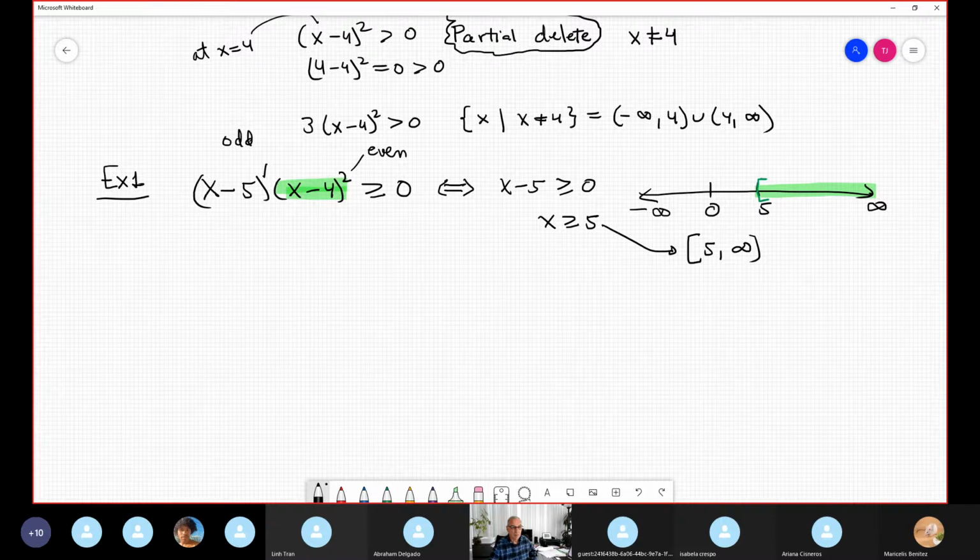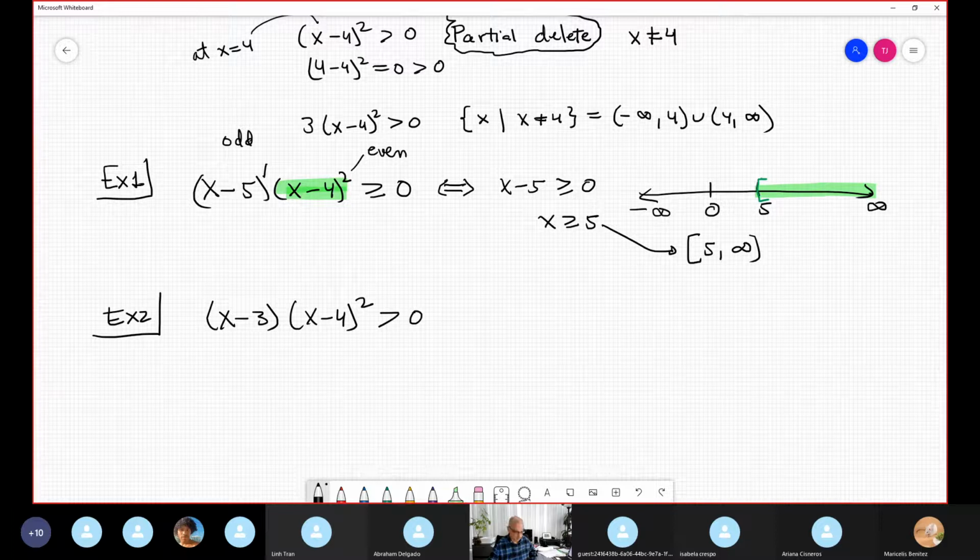Let me call it example 1, because the other example we were doing before is like an introduction to the theoretical part, but this is the first example to illustrate. In this case, I apply totally delete. Example 2 now. Suppose x minus 3 times x minus 4 squared greater than 0. This is similar, no? Oh, no, it's different, because in this case, partial delete. How do you know it's partial? Well, because you have no equal here. Equal, totally delete.